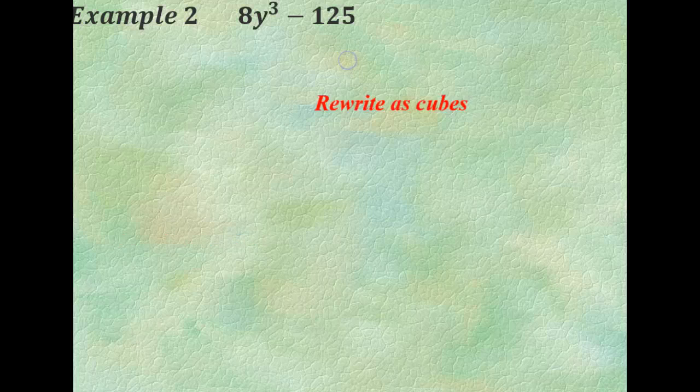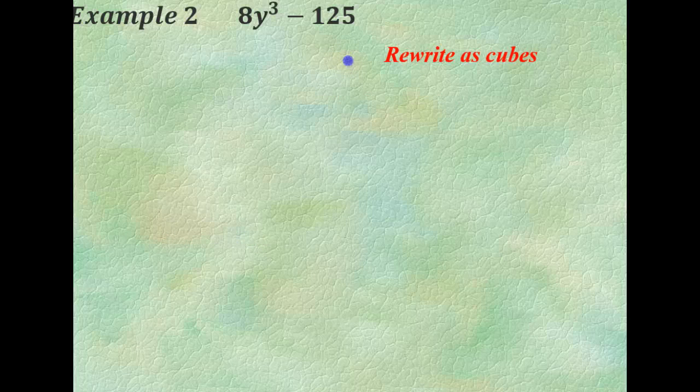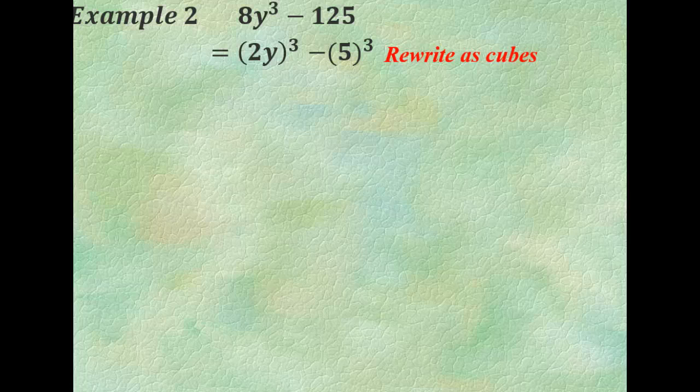This one looks a little different because it has an 8 and a y, but we can rewrite this as something cubed, and we can rewrite this as something cubed. Now, most of the time you're probably going to have to use your calculator and take the cube root of that number to see what the number is. In this case, we can rewrite these as cubes by saying 2y cubed and 5 cubed. Now, it's important to use the parentheses because that's the correct equality, but it also is important because then it's easy to fill in our form.